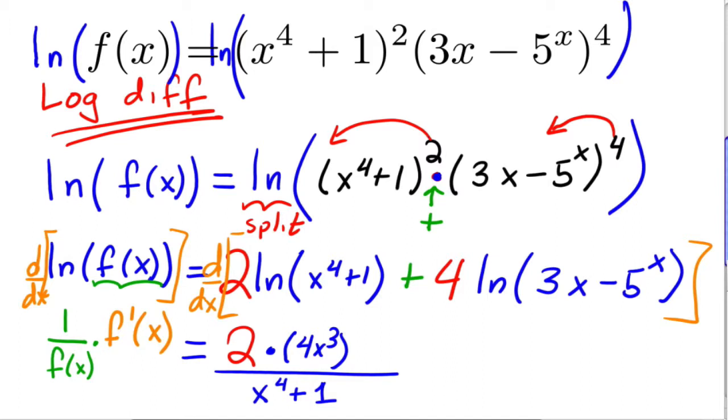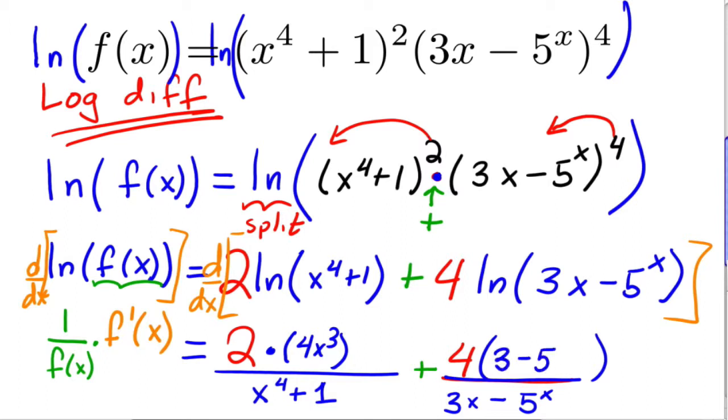Okay, and then I have a plus, and then 4, and then 1 over. So notice I'm not putting the 1. That's just because I have this 4 up here already. So if I didn't have a number here, I would put the 1, but I don't really need it. So it's going to be this 4 over 3x minus 5 to the x times the derivative of the inside of the natural log, which is going to be 3 minus, and then the derivative of 5 to the x, remember, is 5 to the x times natural log of 5.